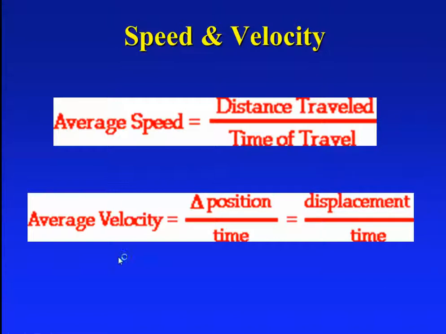Average velocity is the change in position divided by the time, and it depends on direction. So if you go around in a circle and come back to the same place that you started from, your average velocity for that time period is 0, because your position has not changed.